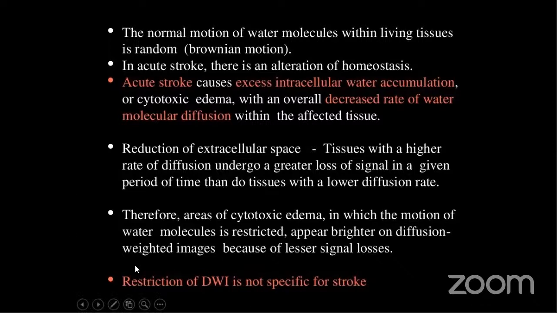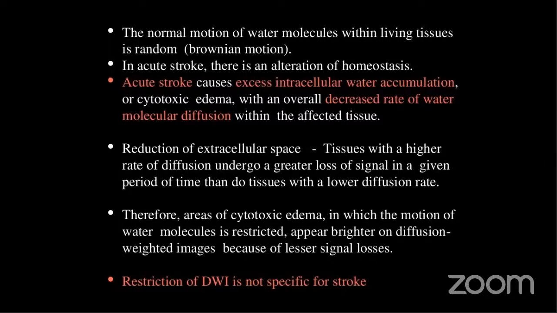Also just remember this: restriction in diffusion weighted imaging is not specific for stroke. That is why you need your ADC sequences. So you don't just see bright signal in diffusion and infer that it is an infarct. It could be something else. Look at the ADC sequence. If you have corresponding hypointensity there, then that is more likely to be an infarct than anything else. But if you do not see corresponding hypointensity, that is a concept called T2 shine through.